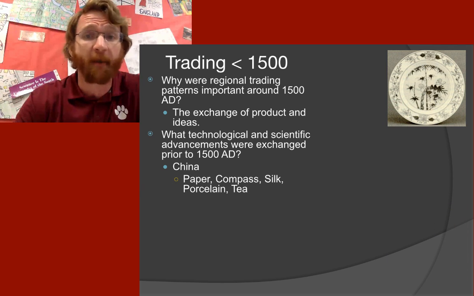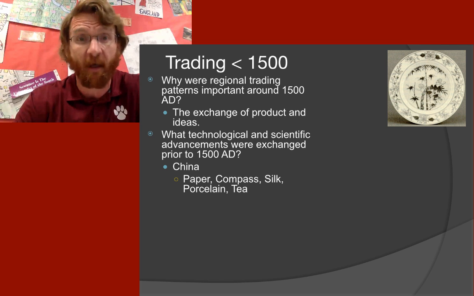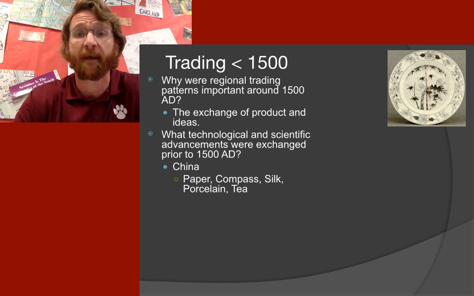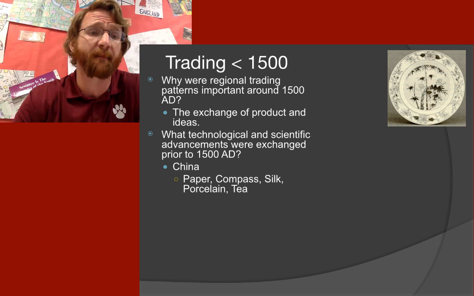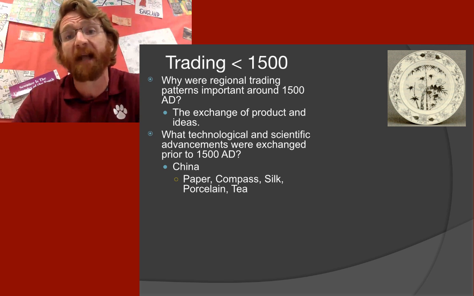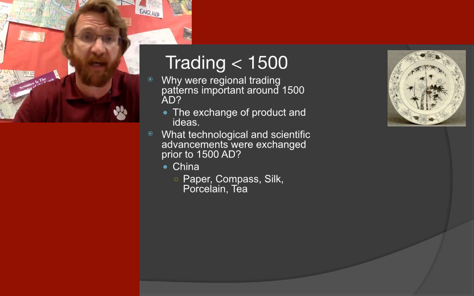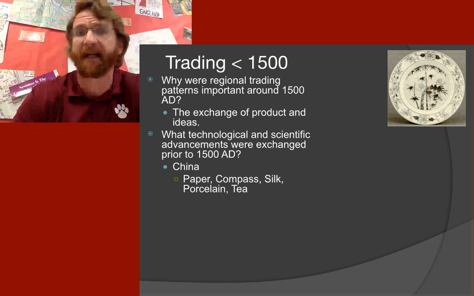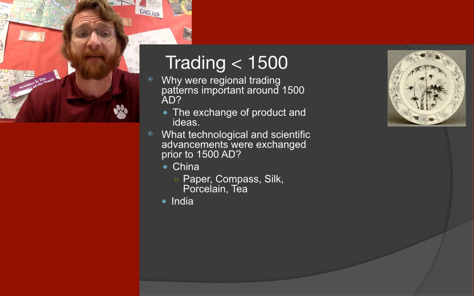Europeans from China, they got paper. Chinese people exported paper, the knowledge to make paper. The compass was a technological innovation that came from China as well. Silk and porcelain were the most desired products that came out of China. And tea also was desired out of China to a little bit lesser extent, but it did play a pretty major role in culture eventually in Great Britain. But those are the products that came out of China.